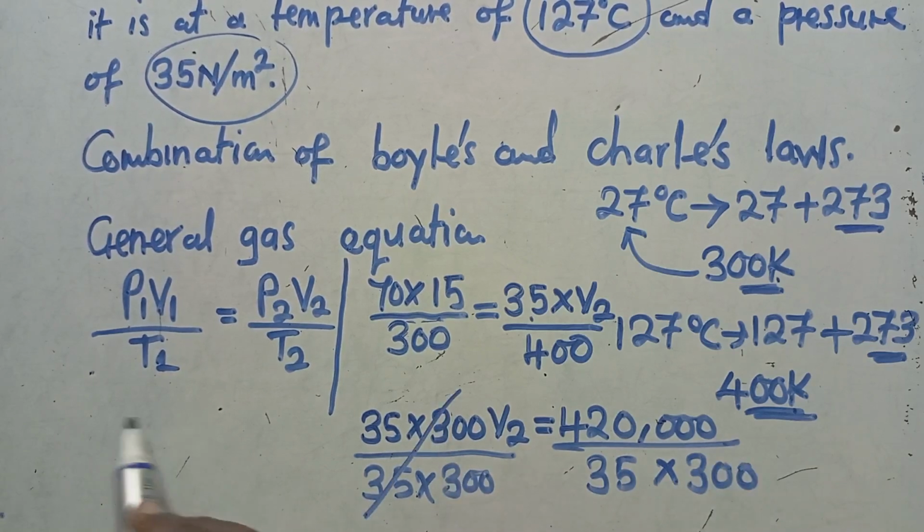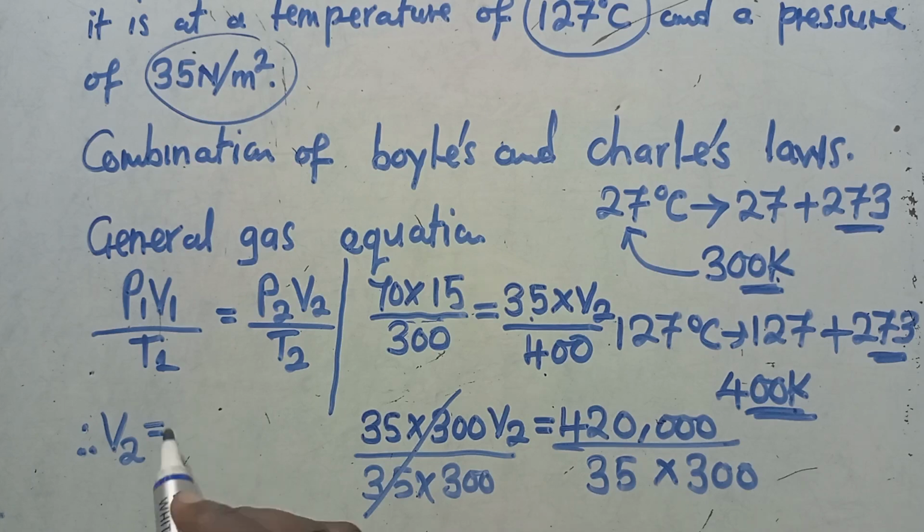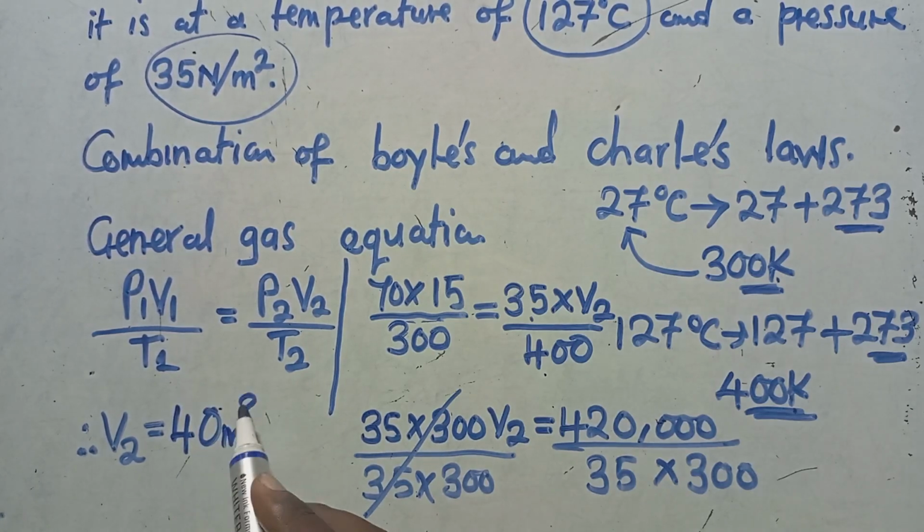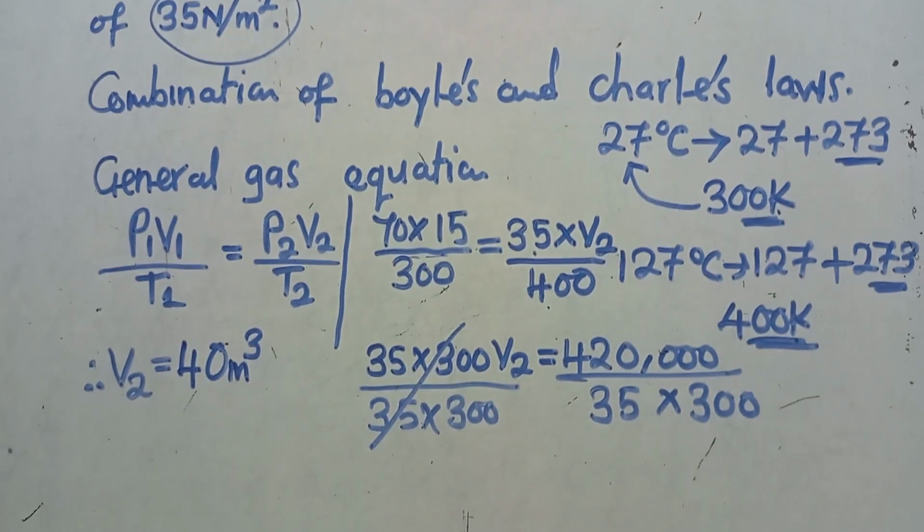So this will be cancelled, and I'm just going to say, therefore, the volume 2 that I was told to find, what is the answer? 420,000 divided by 35 times 300. Put that in brackets. The answer that I'm getting is 40. Since this is volume, which is in cubic meters, I just say cubic meters. This is the answer, and this is how I'm supposed to answer this.